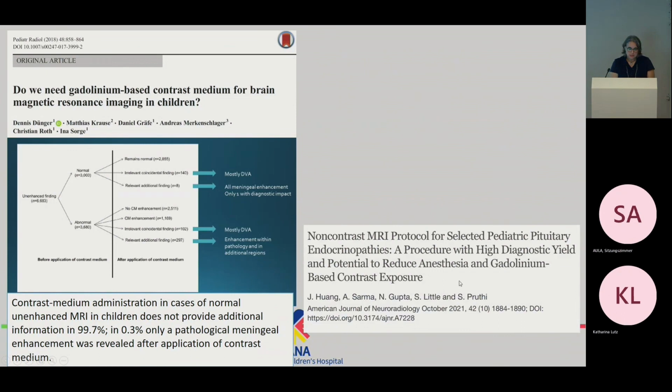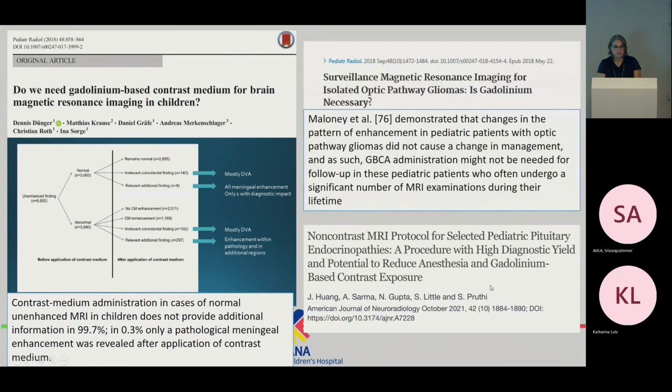This is a study just published in 2021, looking at patients assessed for endocrinopathies. I think, as I showed you, in most endocrinopathy pathologies, except for adenomas themselves, we can make the diagnosis and we don't really need contrast unless a mass is present and we want to better identify it. And they're showing that it is actually safe to do these studies without contrast.